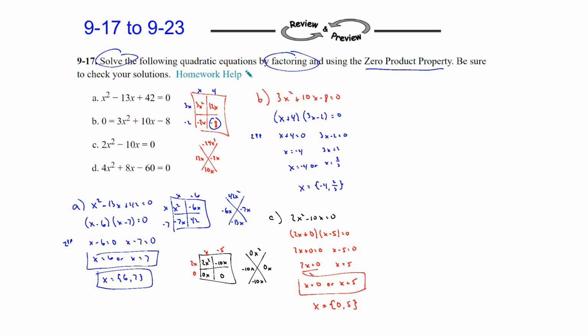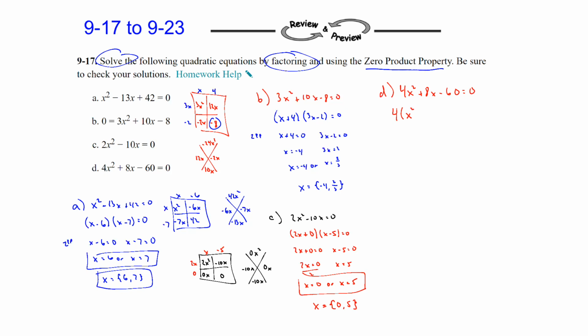Alright, and on to the last one, D. We have 4x squared plus 8x minus 60 equals 0. So before I get started with my generic rectangle, I do notice that 2 does go into all of those, but so does 4, because 4 goes into 4, 4 goes into 8. The question is, does 4 go into 60? And it does. So what we can do is take out, using the distributive property, we're going to factor out the 4.